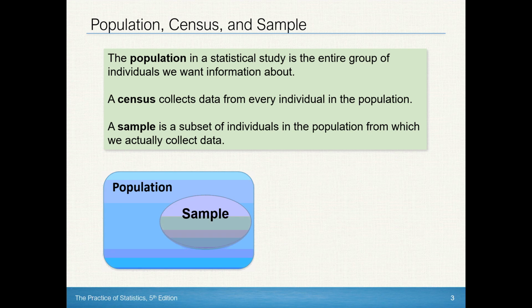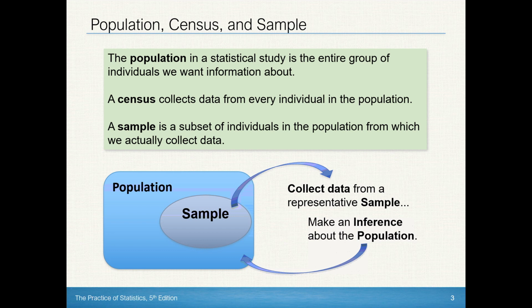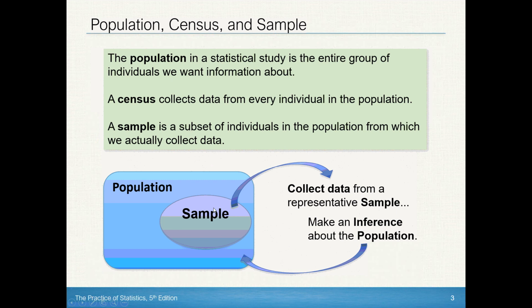So we've got the population, the sample inside of that. We collect data from the sample, and we use that data to make an inference about the whole population. Now, if my method is good, then this sample is likely to represent the population. If my method is crummy, then my sample is not likely to represent the population, and therefore this inference would be inappropriate and inaccurate.